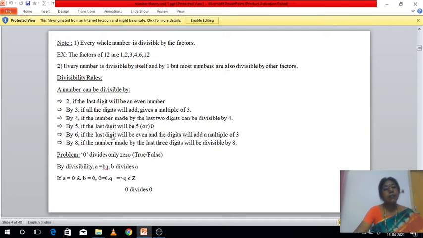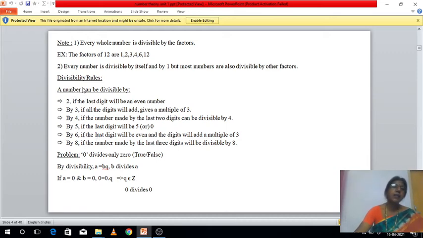That means it must be an even number, and when we take the sum of the digits, that is a multiple of 3, meaning it is divisible by 3. What is 6? The number must be divisible by 3, meaning if we add all digits it gives a multiple of 3, and the last digit must be even, meaning divisible by 2. 6 means 2 into 3, so only if both properties of 2 and 3 hold, the number is divisible by 6.